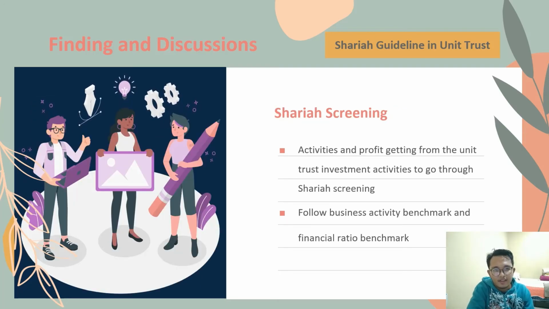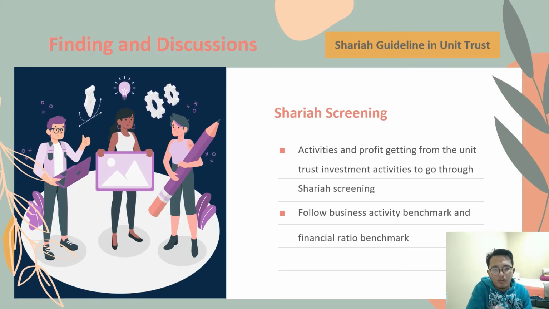Okay, the second finding and discussion of the Shariah guideline in unit trust is Shariah screening. The company that manages the unit trust must ensure the activities and profit obtained from the unit trust investment go through Shariah screening. It is to ensure that there is no profit from Shariah non-compliant activities, and no prohibited element included in that profit.